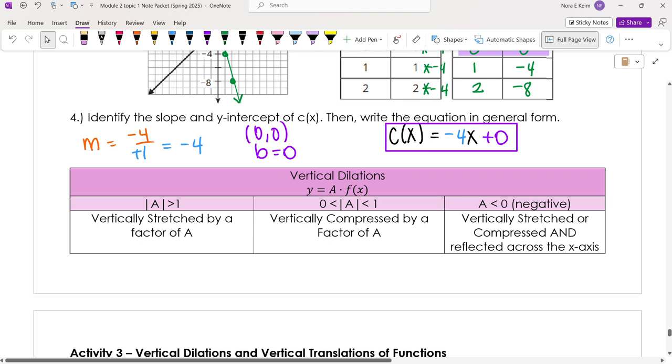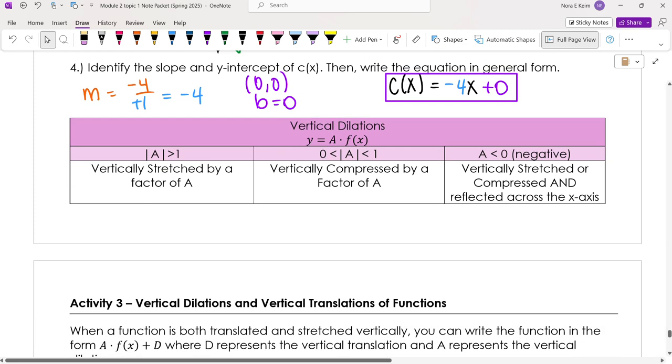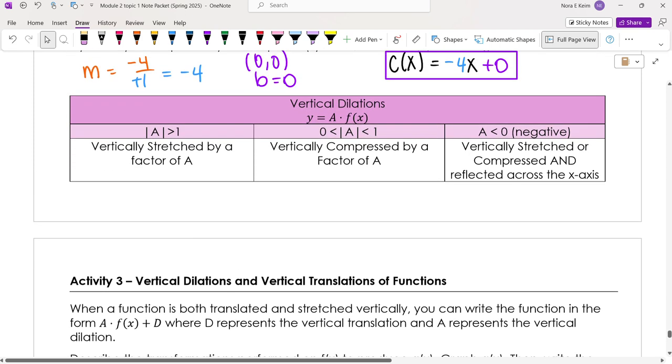So vertical dilations do one of several things. If the absolute value of the a value, so whether it's positive or negative, is greater than 1, it's vertically stretched by a factor of a. If a is somewhere between 0 and 1, it's compressed. And then if the a is negative, it's vertically stretched or compressed and reflected across the x-axis. Okay.